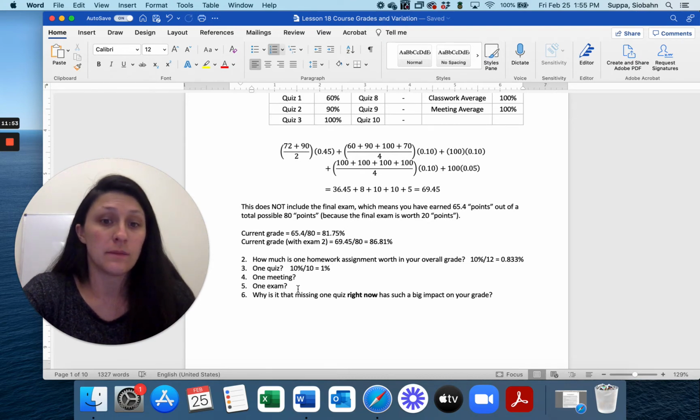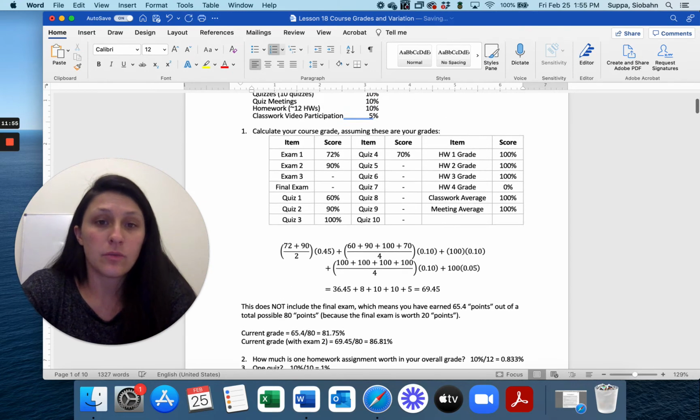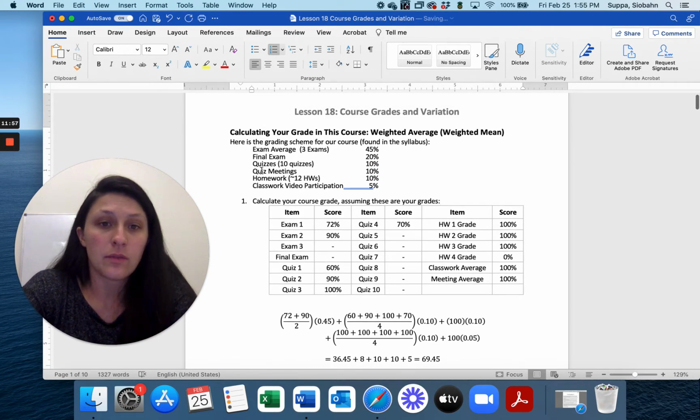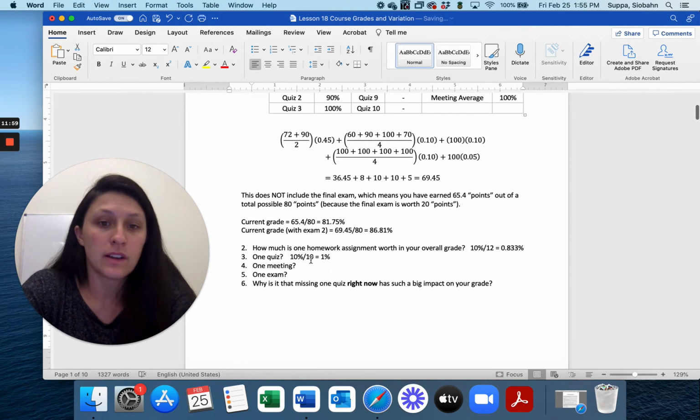Of course, the exams are worth a lot. So one meeting grade here, you have about 10 meeting grades, so one meeting grade is still 10%. This is the same. You have about 10 meetings. You might have 9, I'm not sure. So that will make the quiz meetings a little bit higher than 1%, but they're roughly 1%.